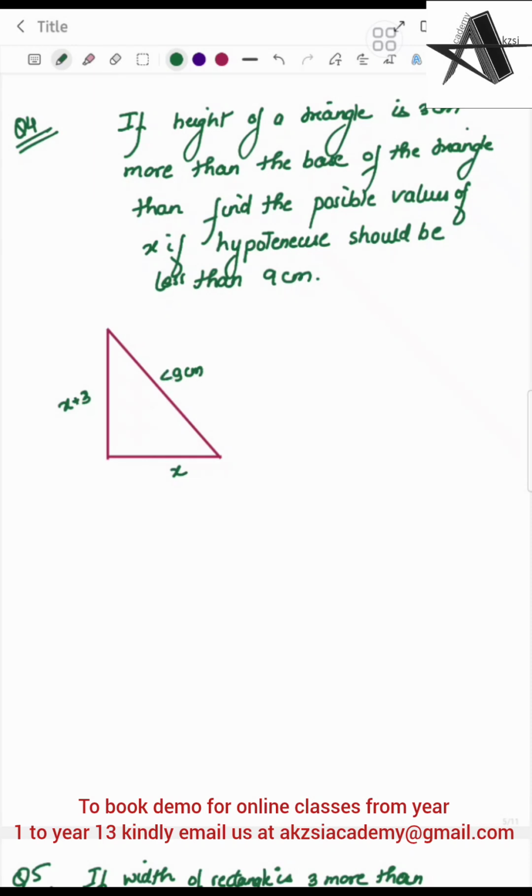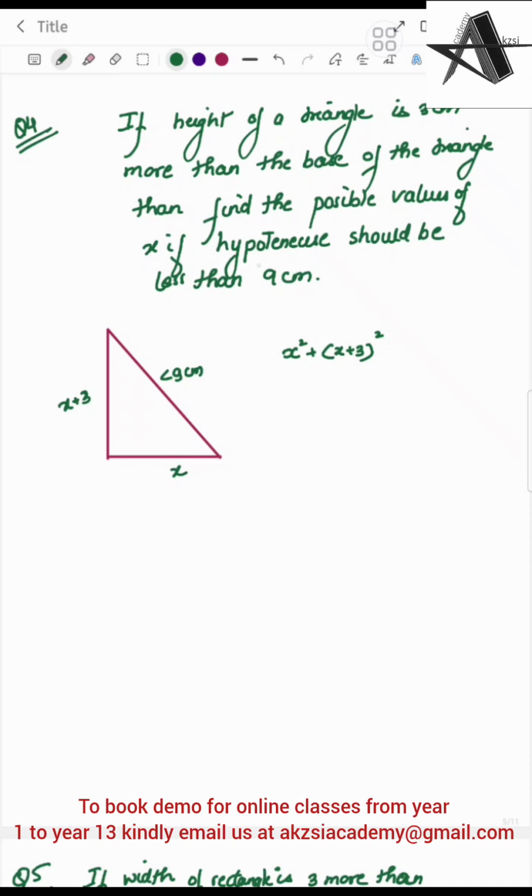Whenever we talk about right triangles, we have to apply Pythagoras, if only sides are included. If angles are included, then it will be tan, sine and cos. But here no angle is included. It's just the sides. So apply the Pythagoras theorem, which says the sum of the squares of the legs of a right angle triangle is always equal to the hypotenuse squared.